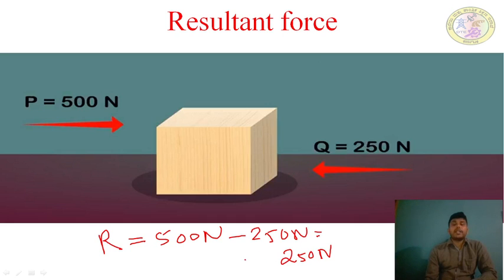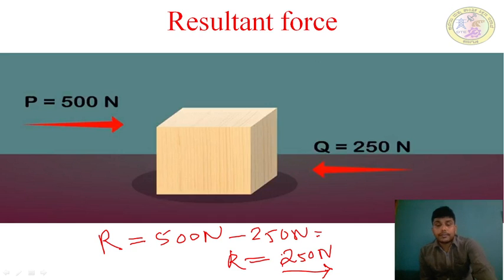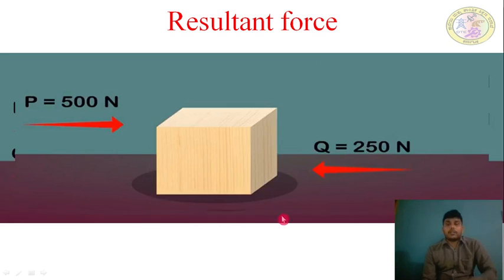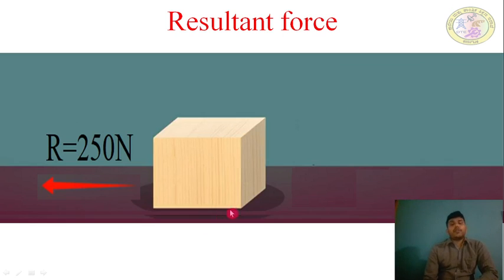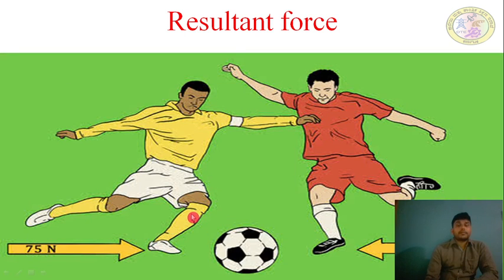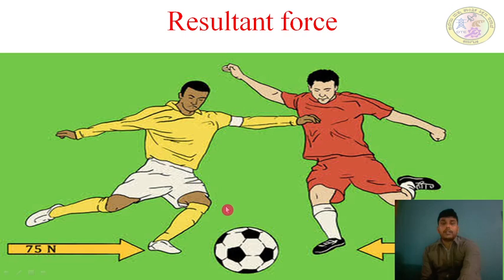In which direction will the resultant force be? Whichever force has more magnitude, that direction will be the direction of the resultant force. Here the 500 Newton is in the right side direction, so the 250 Newton resultant will be in this direction only. The resultant force is 250 Newton.